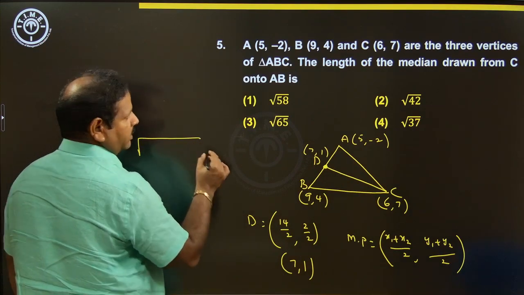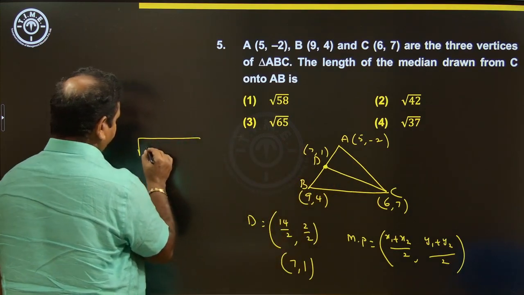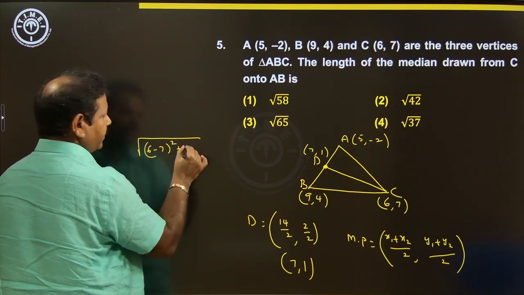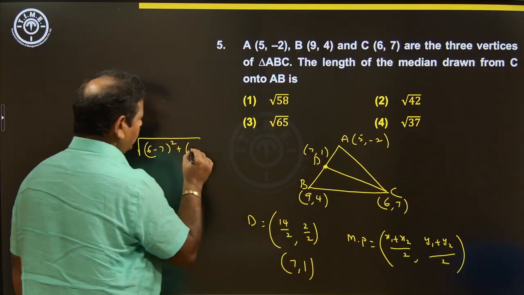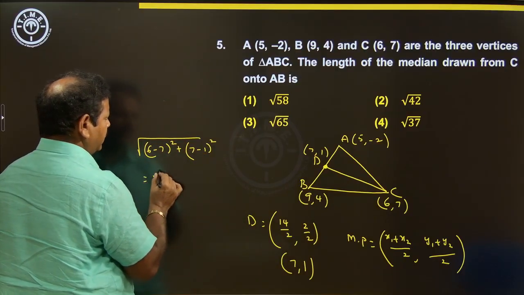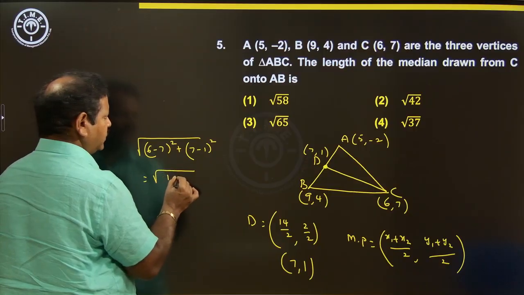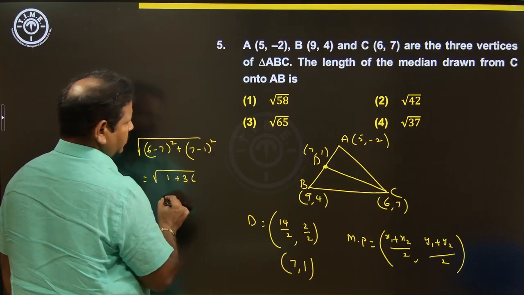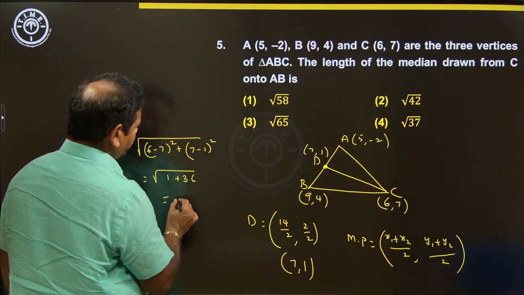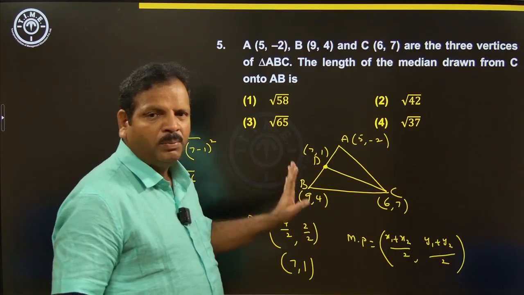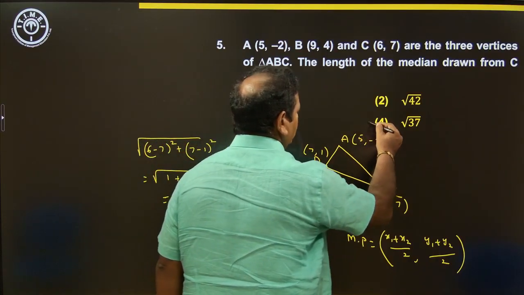Root over 6 minus 7 whole square plus 7 minus 1 whole square. Nothing but this is minus 1 whole square, which is 1. This is 6 square, 36. So what is the answer then? Root 37. Root 37 is the length of the median. Which option is it? Fourth option.